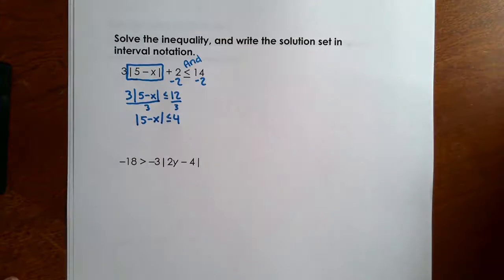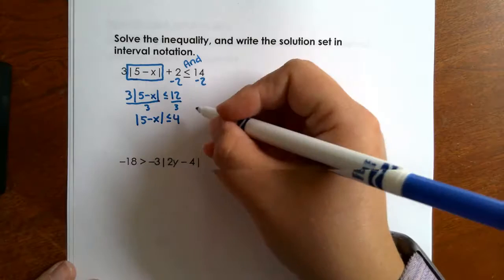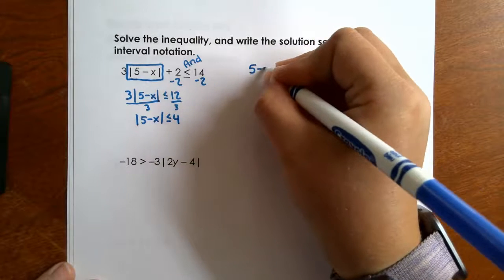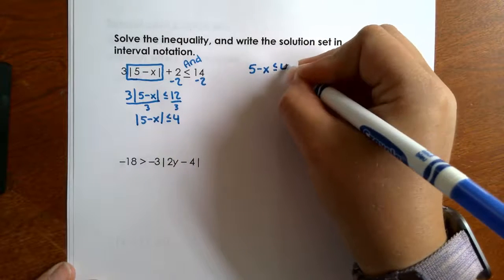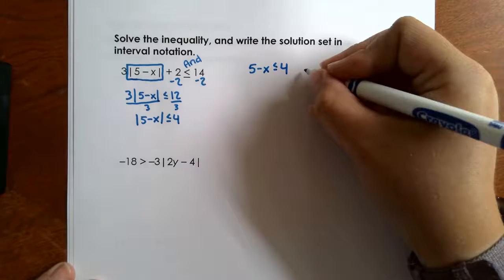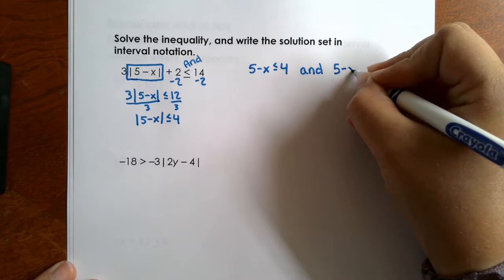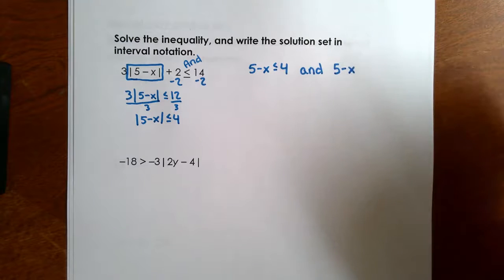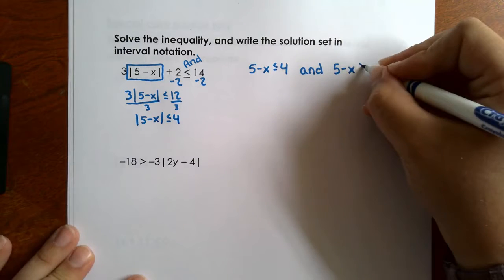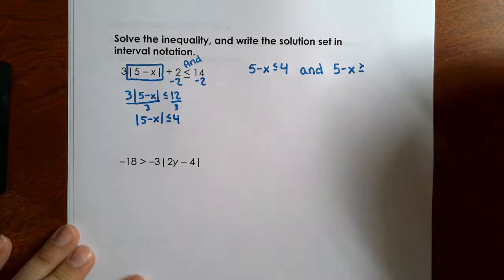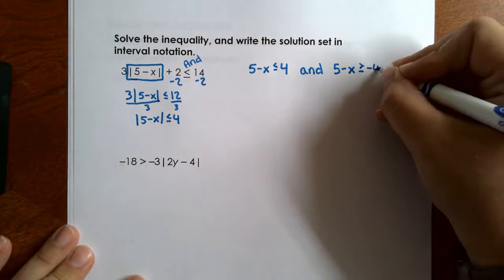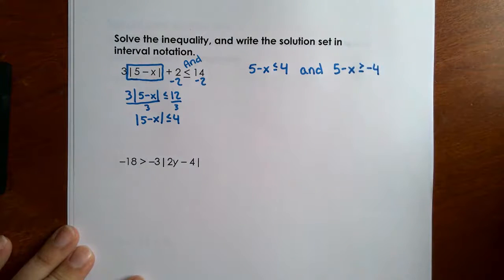Now I set up 2 inequalities. The first one is simple. I just drop the absolute value. 5 minus x is less than or equal to 4. And the second one, I drop my absolute values, sorry. So 5 minus x, flip the inequality, greater than or equal to, make that 4 negative. Now we solve both of these.